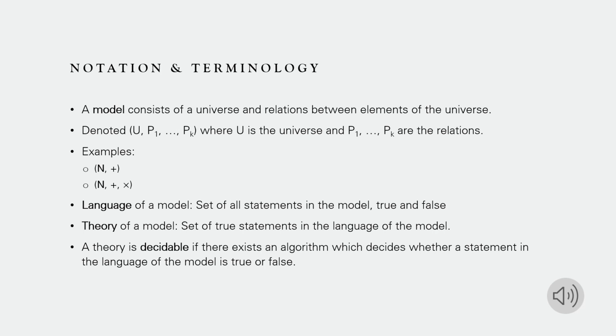Next, the terminology is the language of a model. It means the set of all statements, including true and false statements. The next terminology is theory of a model. This means only the true statements in the language of the model. Then the next term, decidable, means there is an algorithm that decides if a statement of the language of the model is true or false.